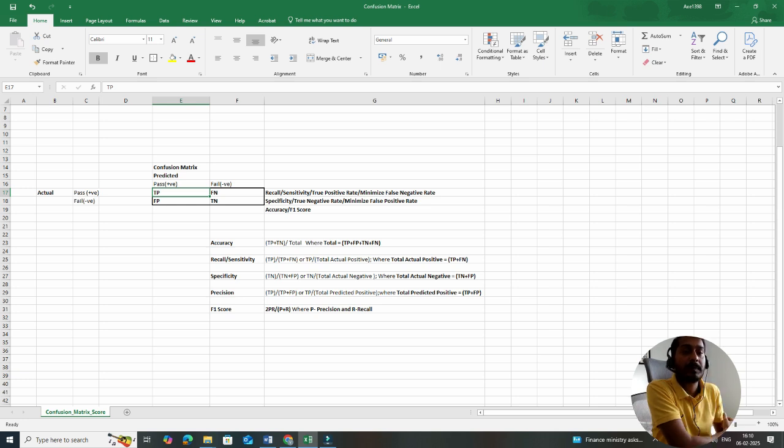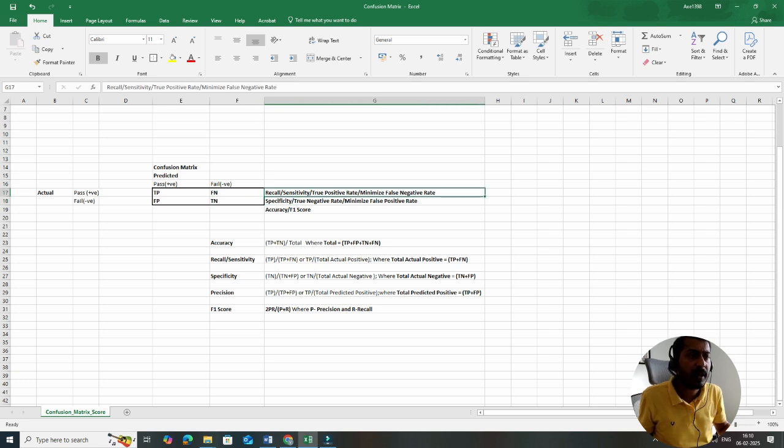Now let's talk about the specificity, which is heard less often, but it's also an important metric. So how do we find the specificity? Specificity is found as true negative divided by true negative plus false positive. Because if you consider this whole row, true negative and false positive, these two values are considered as the total actual negative.